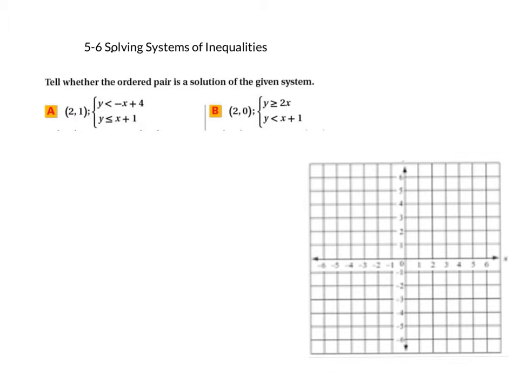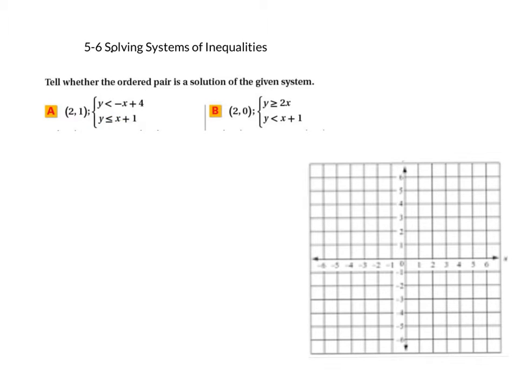The first thing you'll have to be able to do in 5-6, solving systems of inequalities, is to tell whether the ordered pair is a solution of the given system. So they give us an ordered pair. In the first example, A, they gave us (2, 1). Remember, 2 is the x, 1 is the y. And so I'm going to plug those into my inequalities in the correct spots and see if this comes out true in both. If it does, then this is a solution of this system.